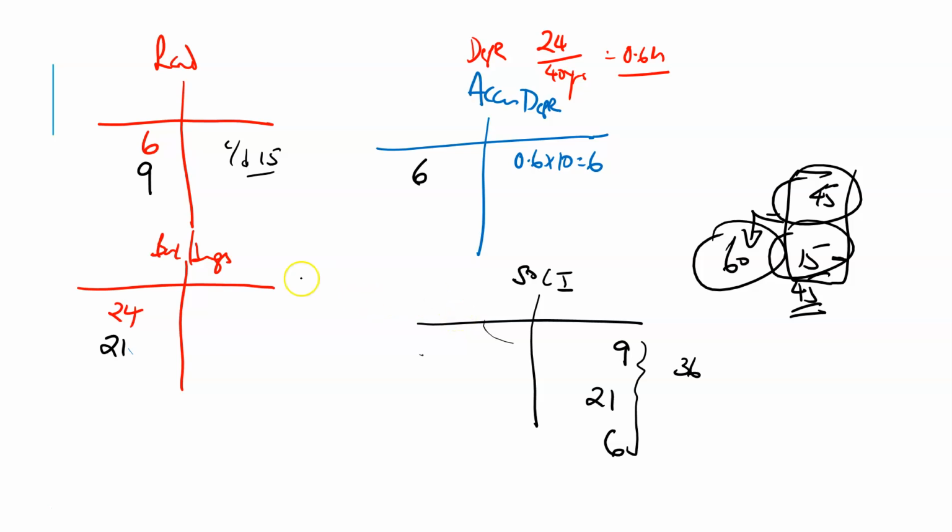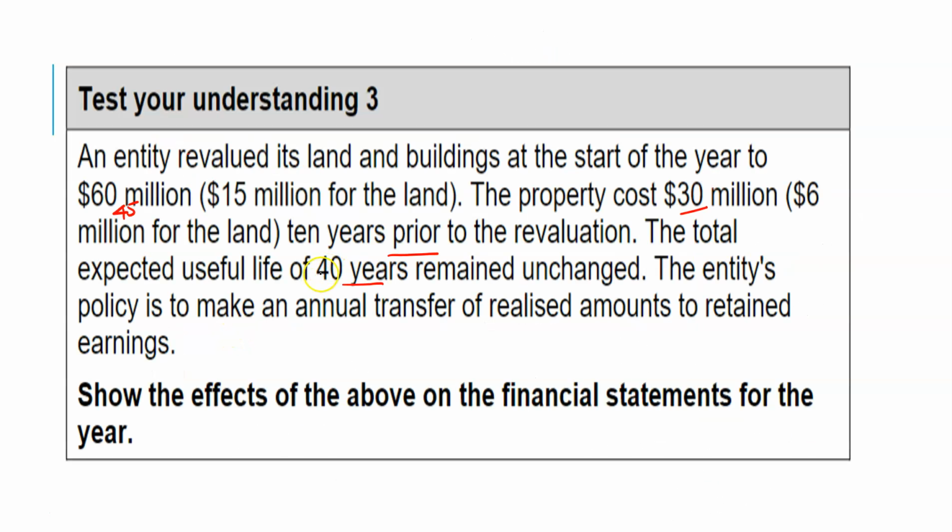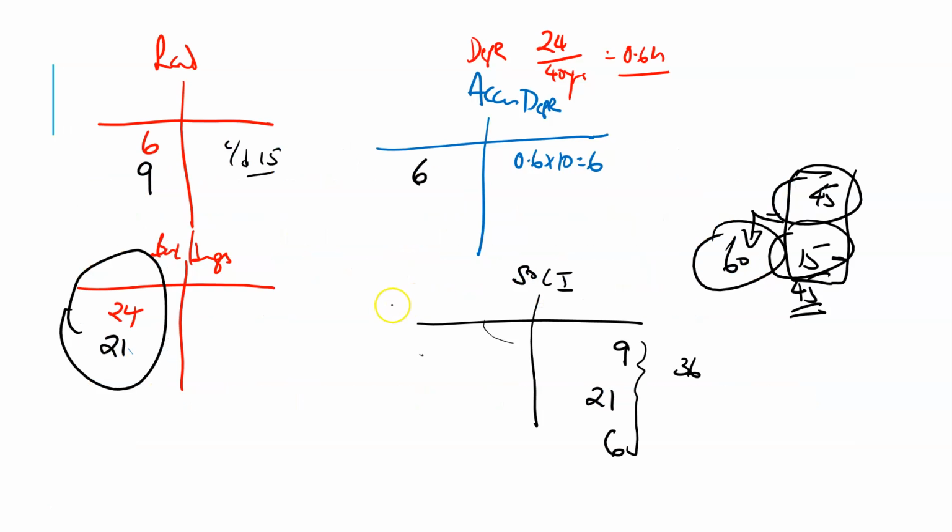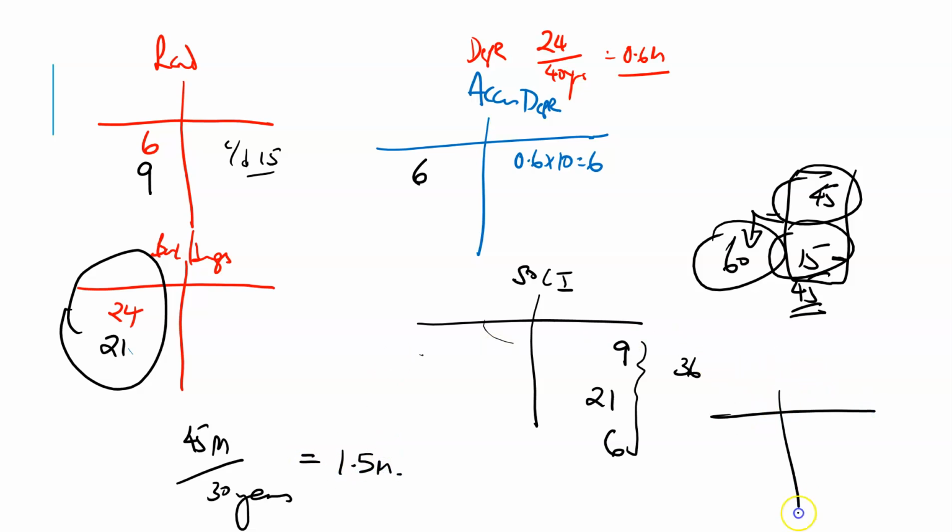Now, what's the situation? I will depreciate my new set of buildings. It tells us that the expected useful life of 40 years remains unchanged. So that means we have 30 years left. So I now have 45 million divided by 30 years. So I need to work out what the new depreciation is per year, and that works out at 1.5 million. So I'm going to do my depreciation here. So my new depreciation is going to be 1.5 million, and accumulated depreciation 1.5 million.